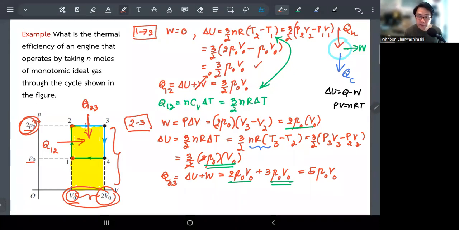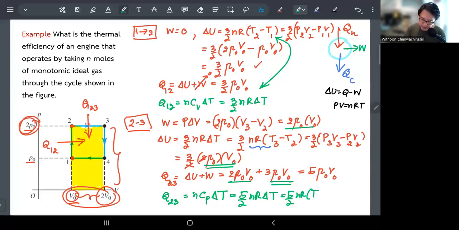Not bad, huh? Okay. And of course, for those of you who want to jump right into this heat calculation, well done. It's a constant pressure process. So it's 5/2 nR delta T. Let me write an expression first. It's n C sub P delta T. And for a monatomic ideal gas, C sub P is 5/2 R. So it's 5/2 nR delta T. And it's just 5/2 nR, T at number 3 minus T at number 2.